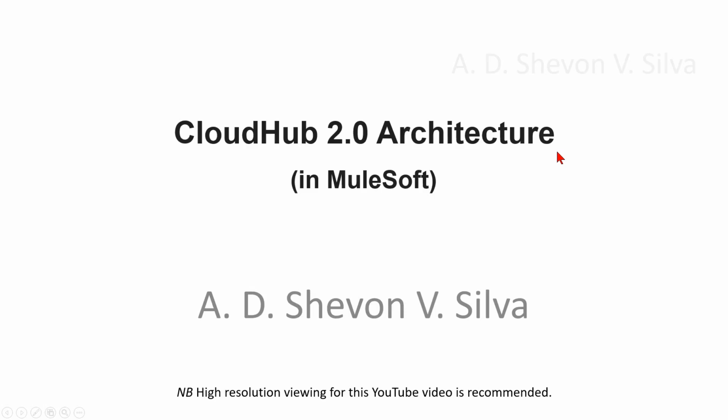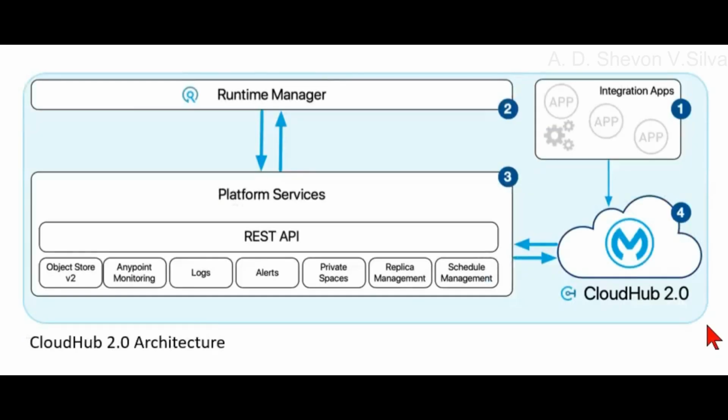CloudHub 2.0 architecture. Here you can see a CloudHub 2.0 architecture. To understand CloudHub 2.0 security and availability, you should understand the architecture behind CloudHub 2.0.